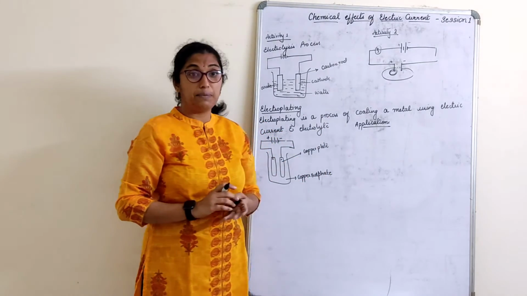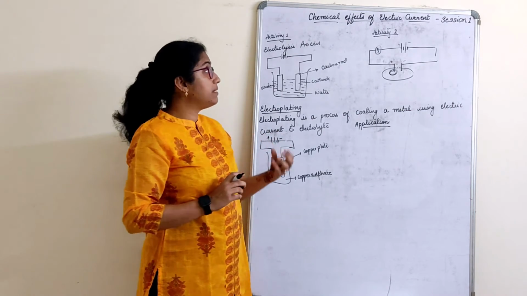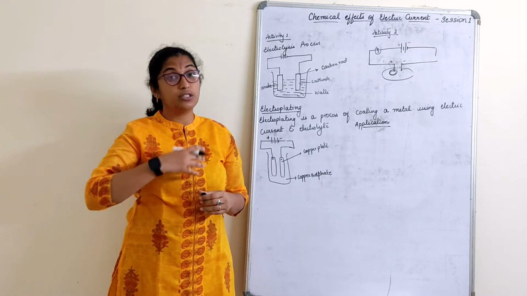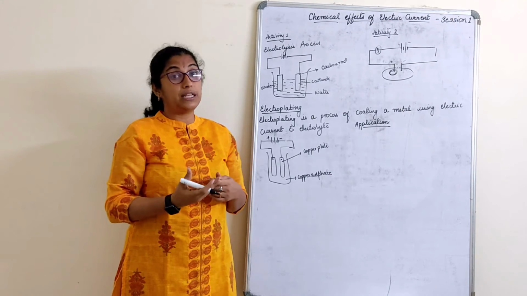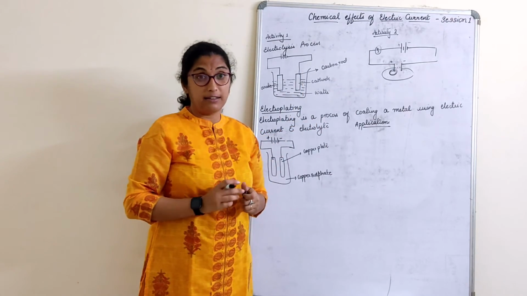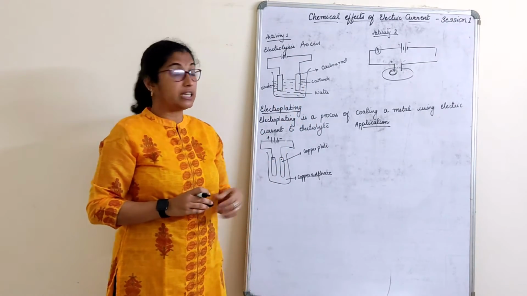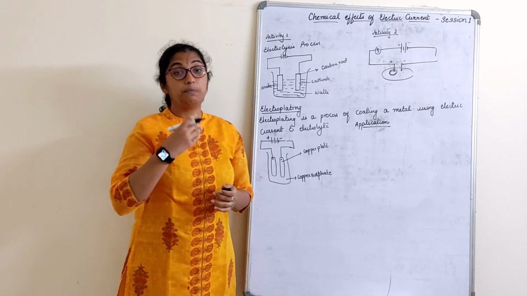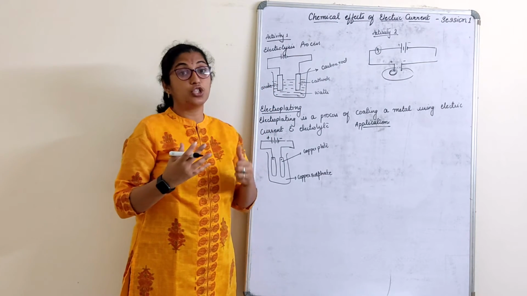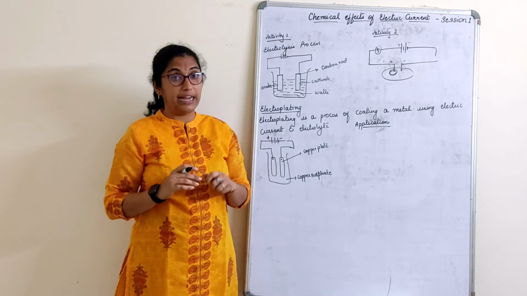So what is happening? The chemical effect of electric current is shown here with the change in color. The chemical effect of electric current is also shown with the decomposition of water into hydrogen and oxygen.